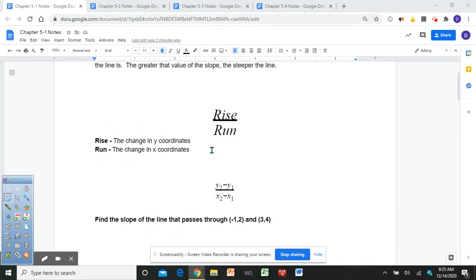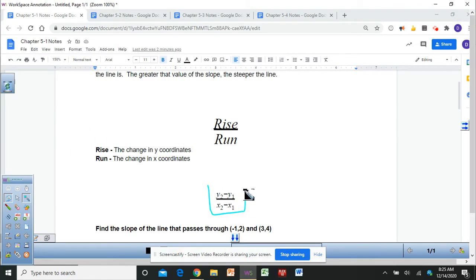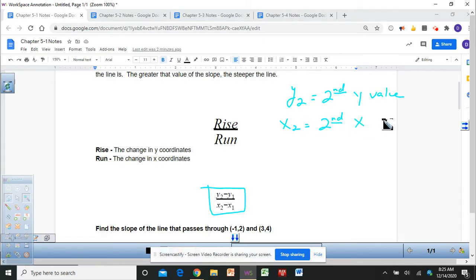Okay. The formula we're going to use today is right here. y2 minus y1, over x2 minus x1. All that means is y2 is your second y value, and x2 just means that's your second x value. So we're going to go our second y minus our first y, and then our second x minus our first x. And that's going to be how we're going to find slope today. And we are going to leave it as a fraction.